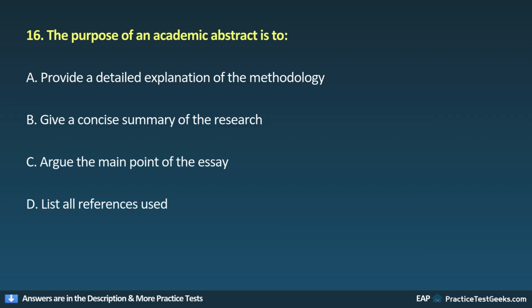16. The purpose of an academic abstract is to A. Provide a detailed explanation of the methodology. B. Give a concise summary of the research. C. Argue the main point of the essay. D. List all references used.